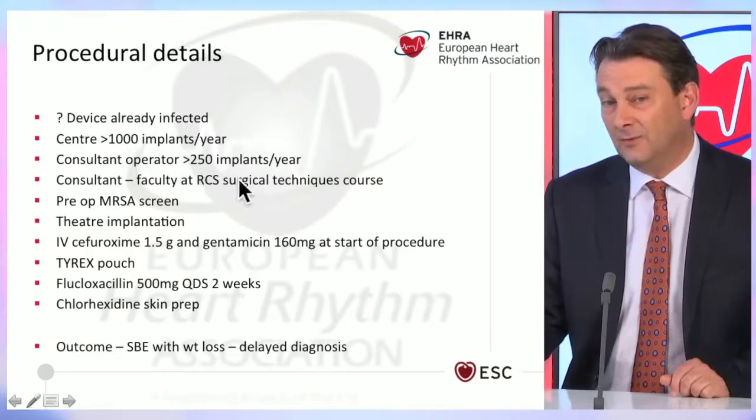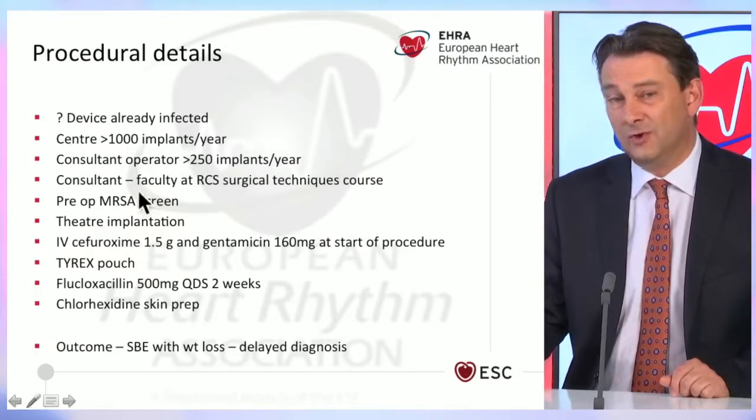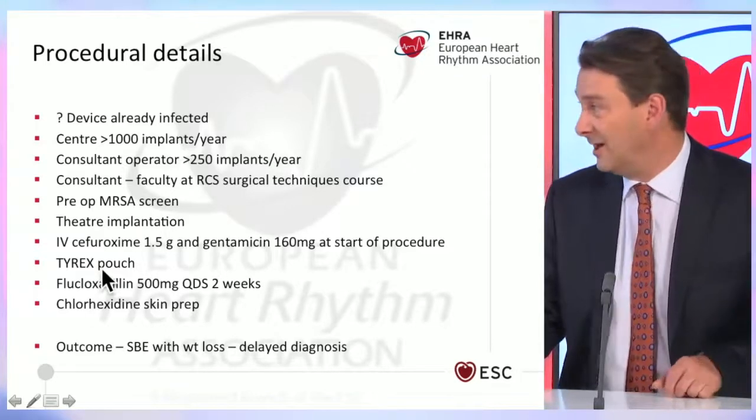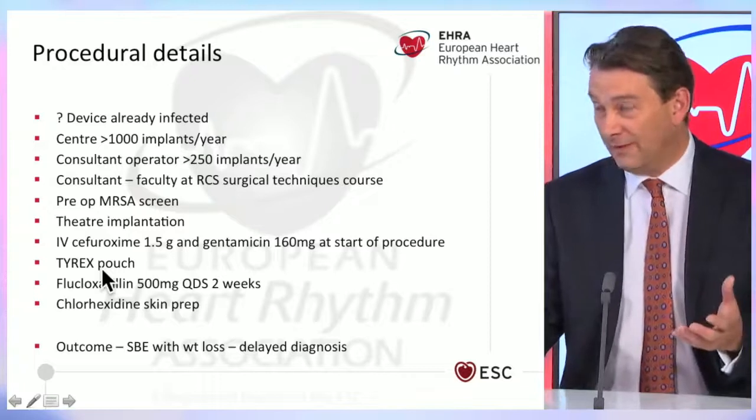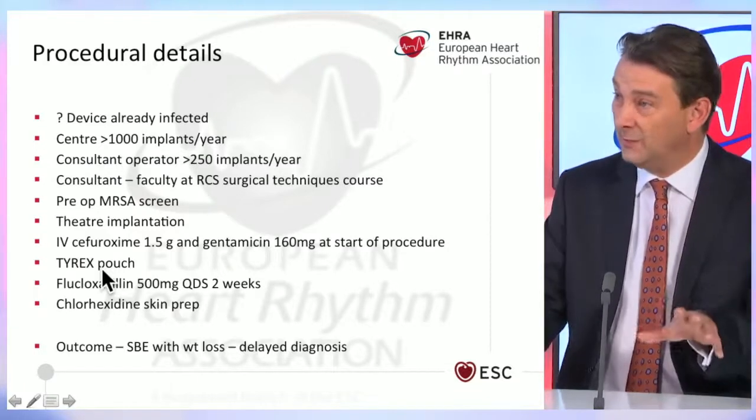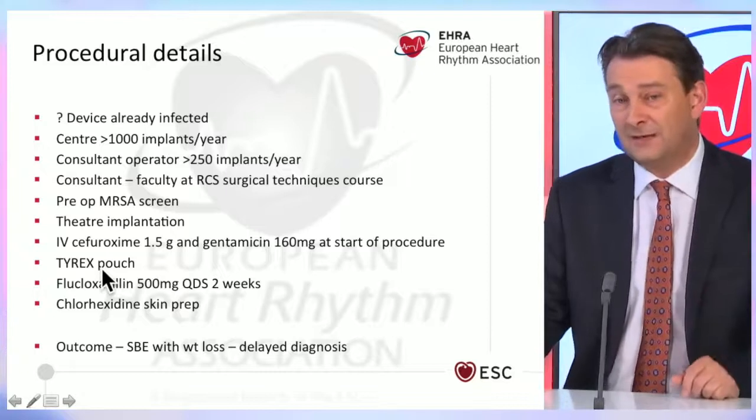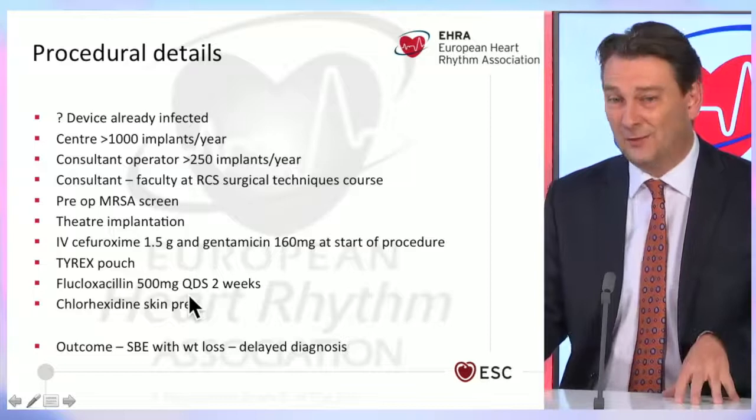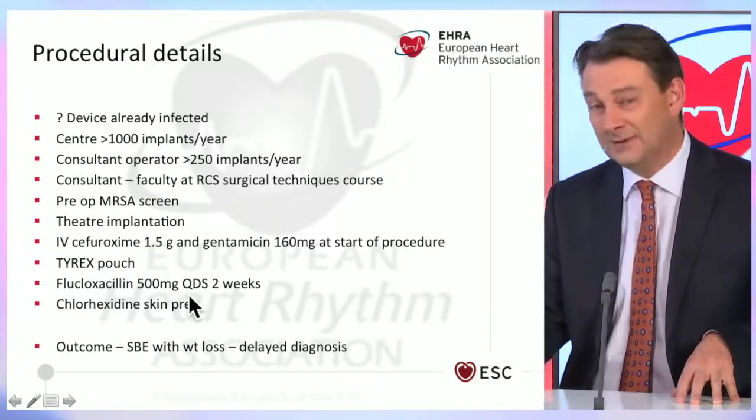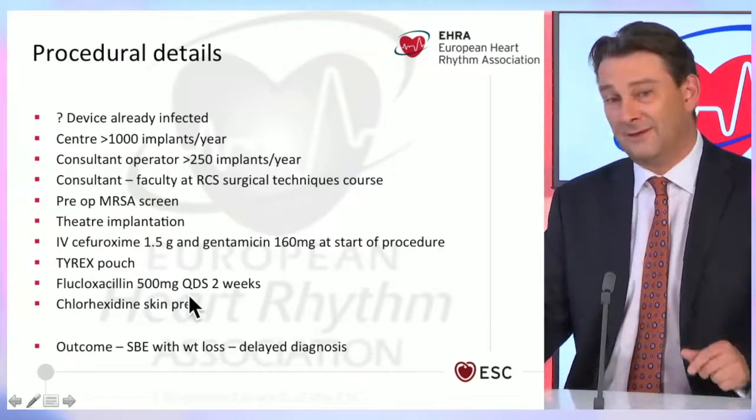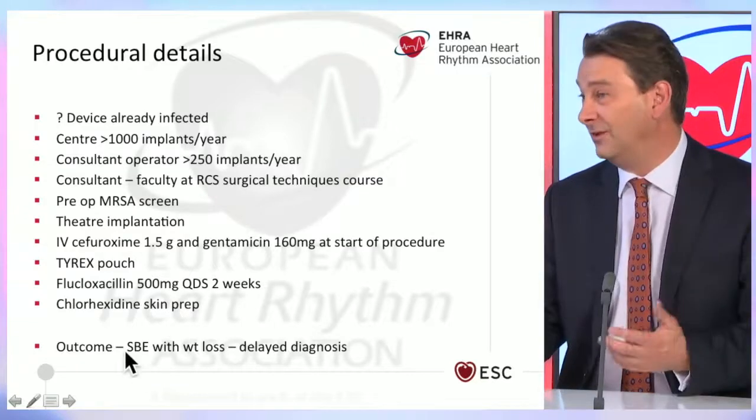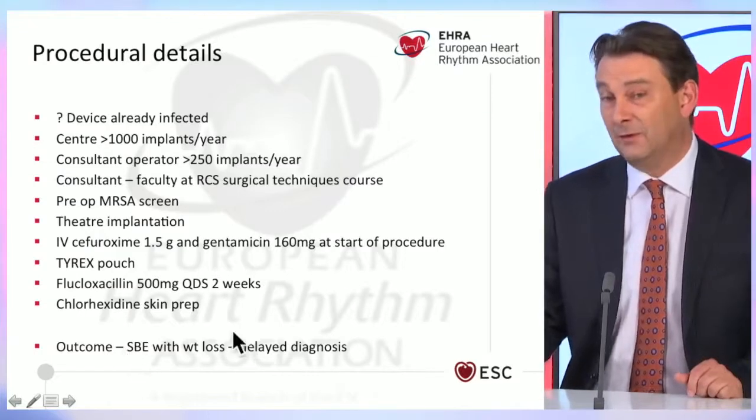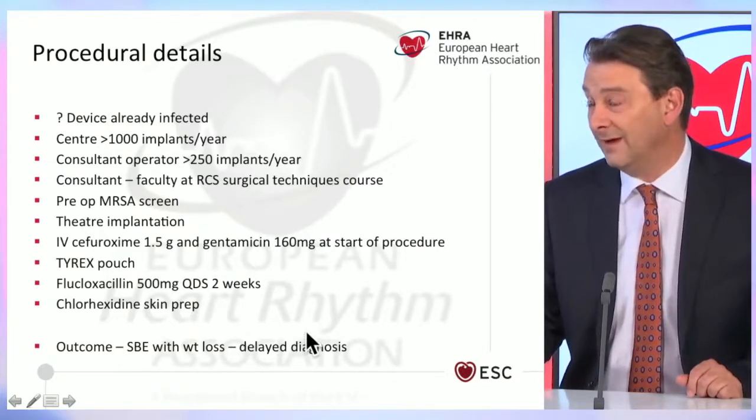It was our high-volume centre with a high-volume operator, and we'd done all the pre-op screening we could. We'd used 2 antibiotics. We did use a Tyrex pouch because we felt with biofilm there that this was an indication, even though we'd only been previously using it in the study at that time. We also gave oral antibiotics for 2 weeks afterwards in the full knowledge that it didn't make any difference, but we felt there was a really high risk of infection. And of course, the outcome was that he went on to develop a subdural hematoma after his AV nodal ablation, and unfortunately this was an infected system.